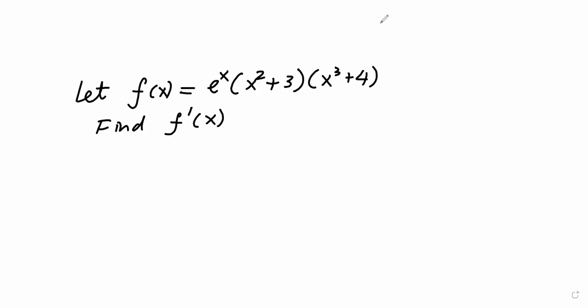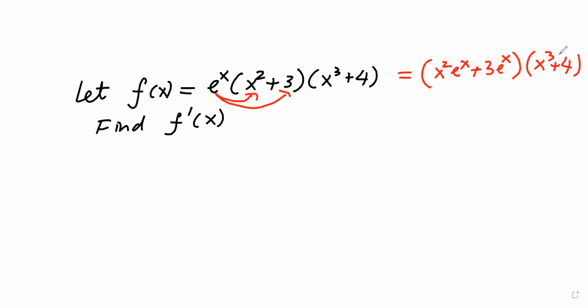But we usually do product rules for two functions, but I can turn this into two functions if I just do this. So if I just distribute e to the x to the first factor, then I can change this to x squared e to the x plus 3e to the x, and then the other one is x cubed plus 4. Right? Now we can do the derivative of this in our usual way, right?